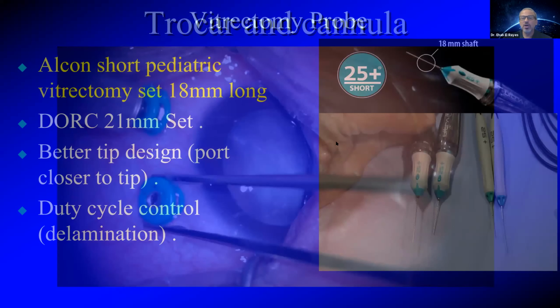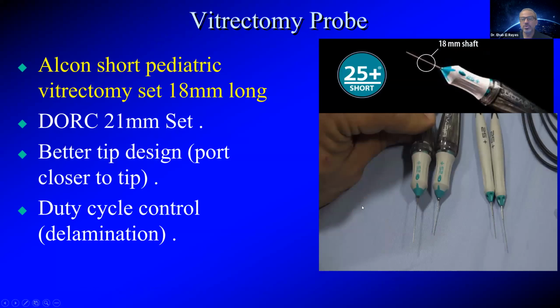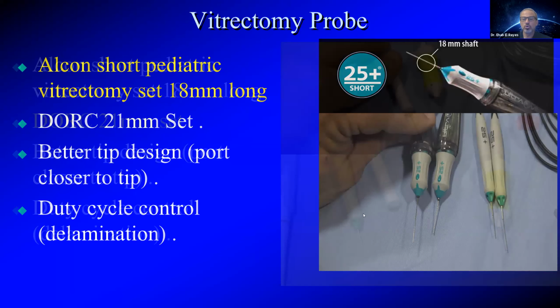Now, what about other things? The probes also for pediatric surgery, there is a special set for pediatrics by Alcon. It's shorter, it's 18 millimeter. If you compare both probes, this is an 18 millimeter pediatric set, and the light pipe compared to the adult light pipe. DORC also have their own set.